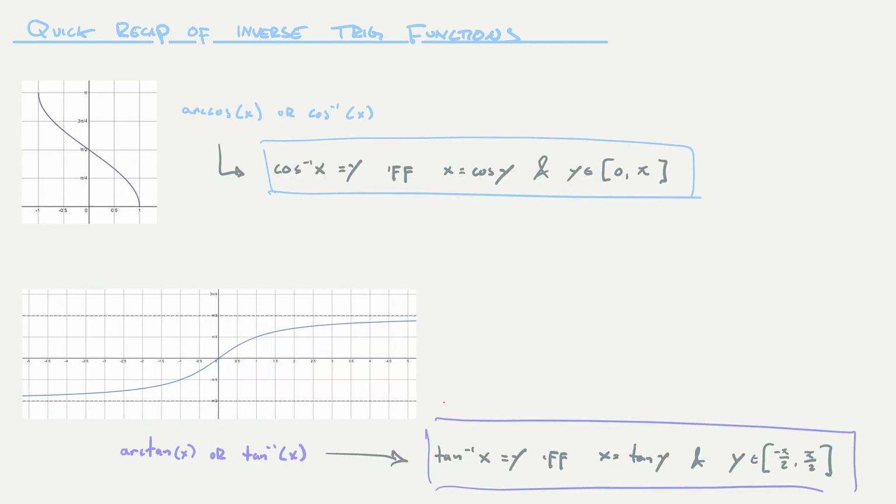Here are their definitions. Cosine inverse of x is equal to y if and only if x is equal to cosine y, and y is between 0 and pi. Arc tangent of x is equal to y if and only if x is equal to the tangent of y, and again y is bound between -pi/2 and pi/2. Okay, that's inverse functions, but that's not why we're here, right?